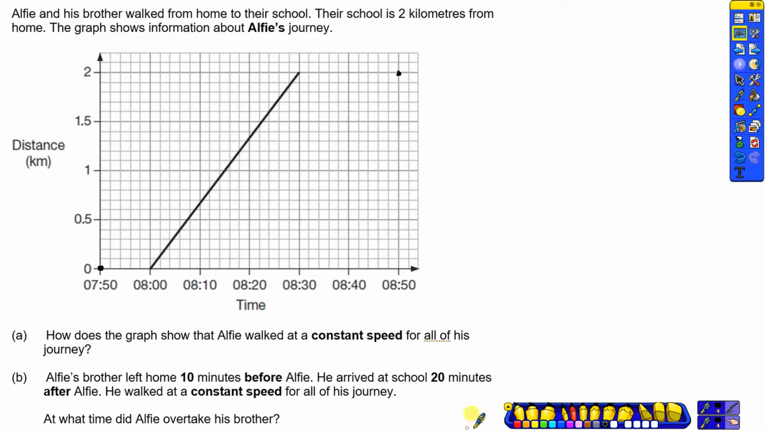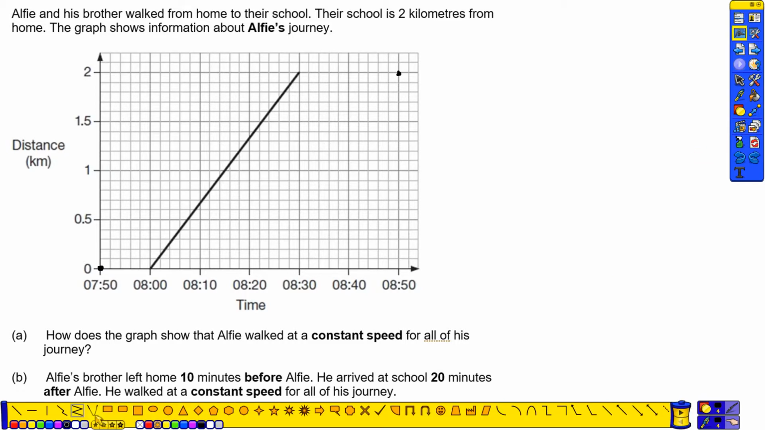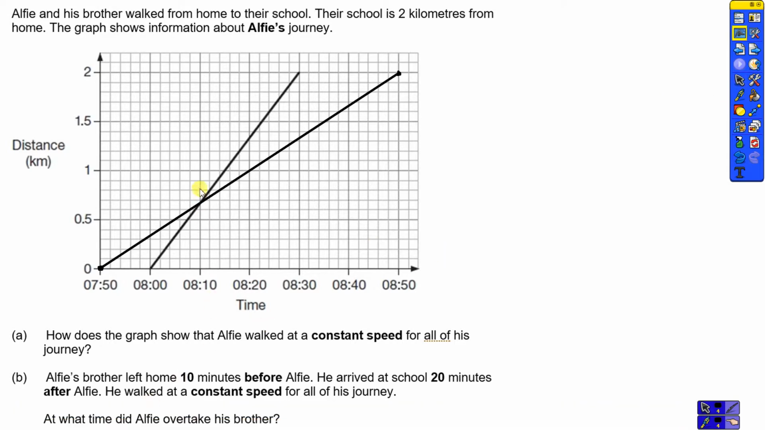Now we need to join up the points on our line. And then the point where the lines cross is the point where Alfie has overtaken his brother. So if we look at where they cross, we read down, we can see the time, if we go down, is 8:10. So Alfie overtook his brother at 8:10.